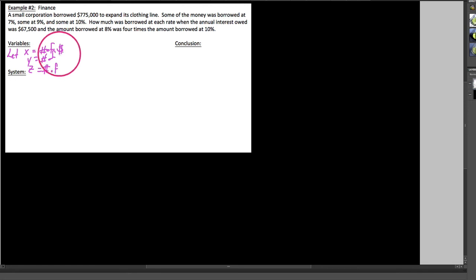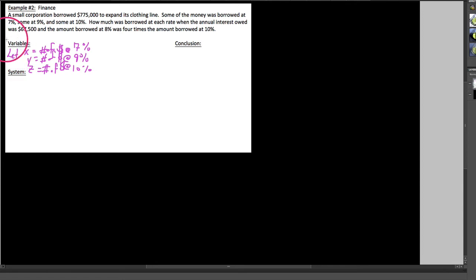So the number of dollars at, and our three rates respectively are 7%, 9%, and 10%. Now, you don't have to put them in this order, but I recommend doing so because that's typically the order in which they talk about these three accounts in the problem.